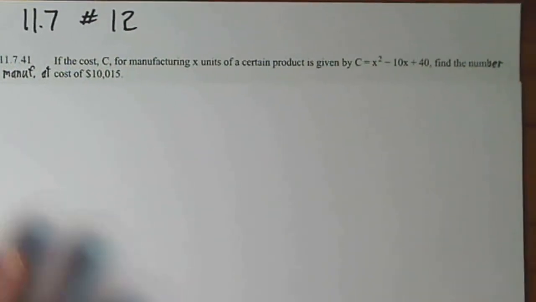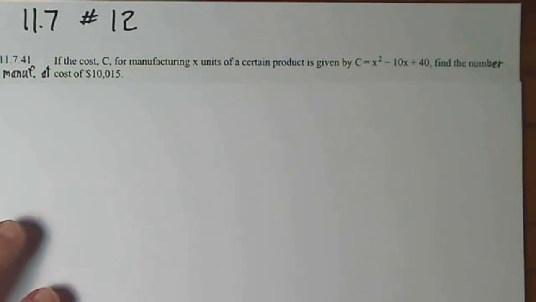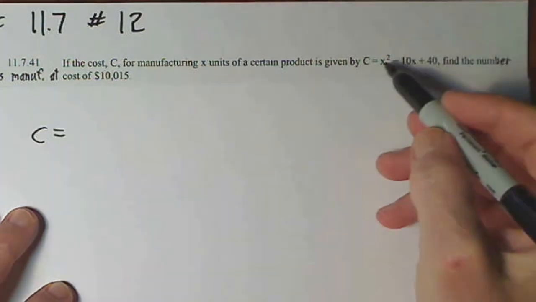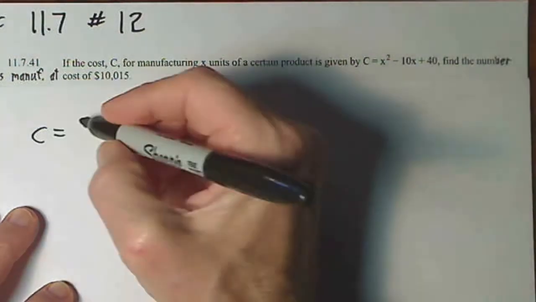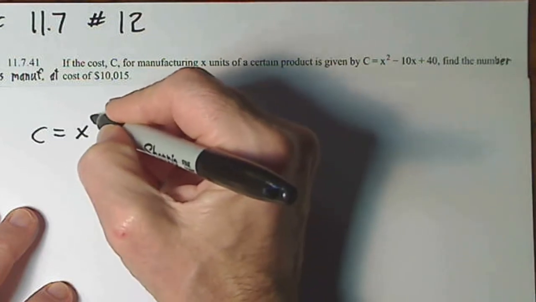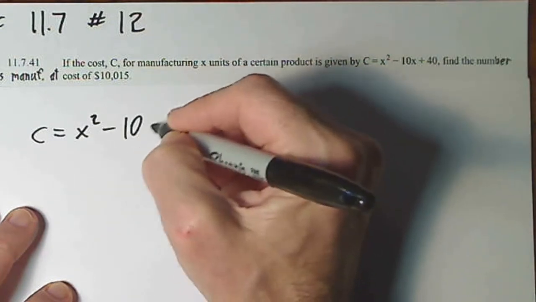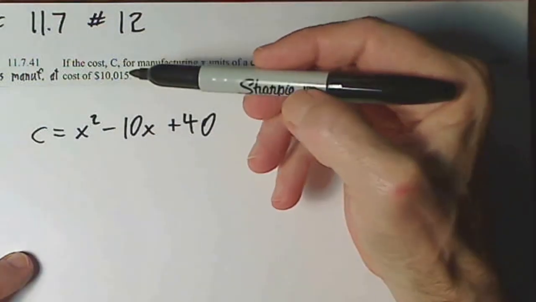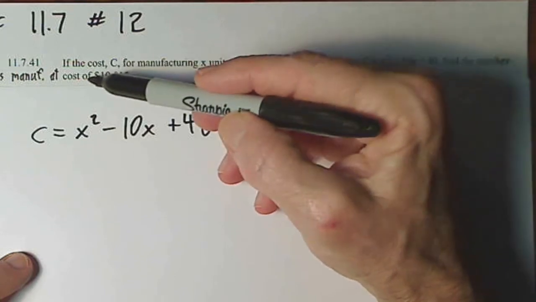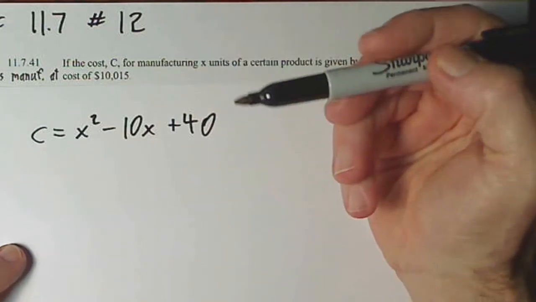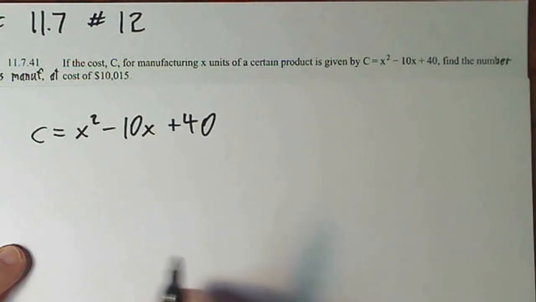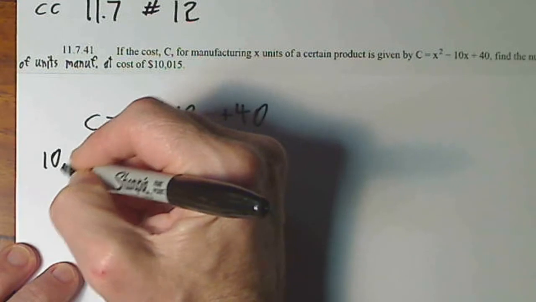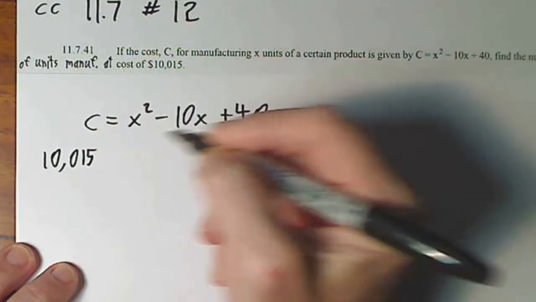Okay, so the formula that we're working with is C equals x squared minus 10x plus 40, and we're told that the cost C is $10,015. So instead of a C, I'm going to plug in 10,015.